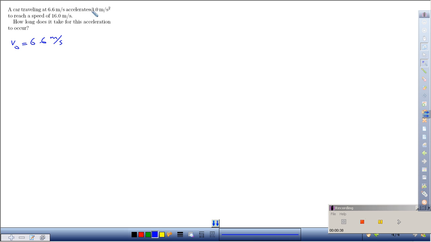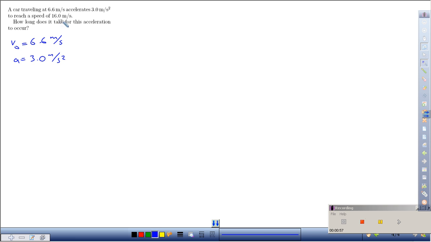It accelerates at 3.0 meters per second squared. Stop. Meters per second squared, that is definitely an acceleration unit. So 3.0 meters per second squared is my average acceleration. So I'm going to write it down.